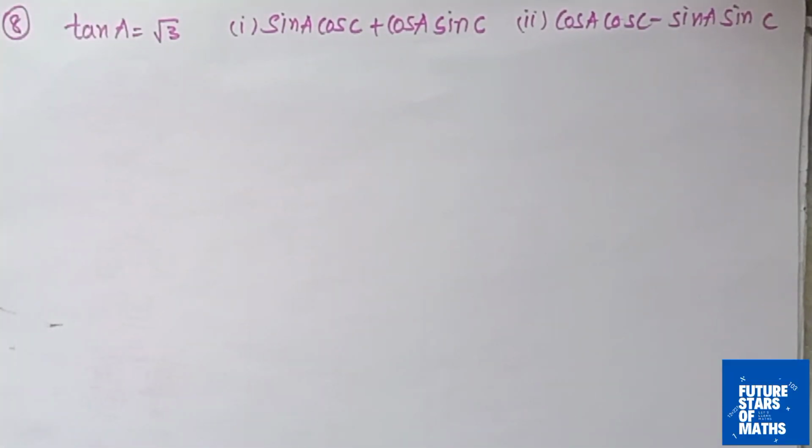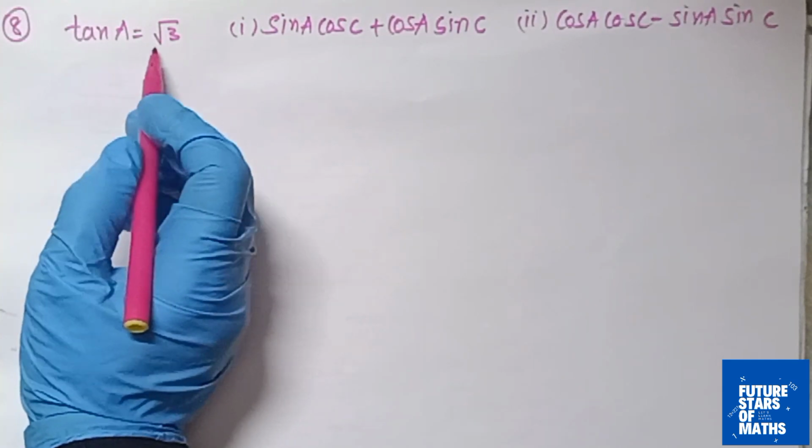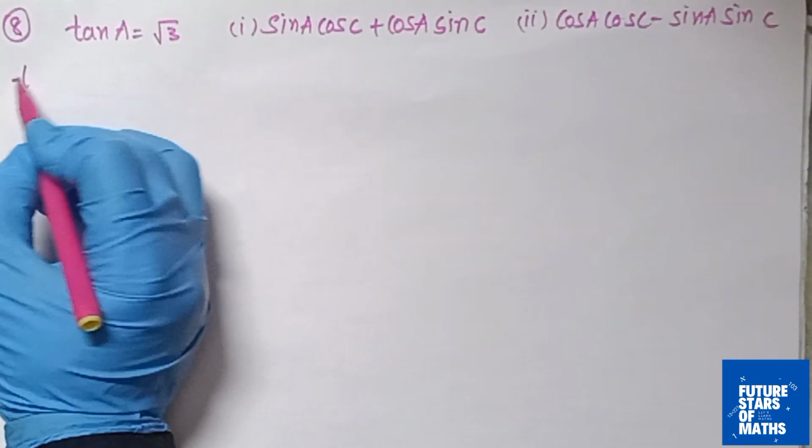Next, the eighth question is, in a right angle triangle ABC, right angle is at B. If tan A equals root 3, then find the value of some 2 bits given. So what is given? First we will write that. Here tan A is given as root 3. So what is the formula for tan A?